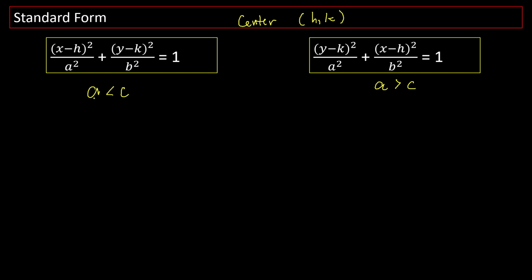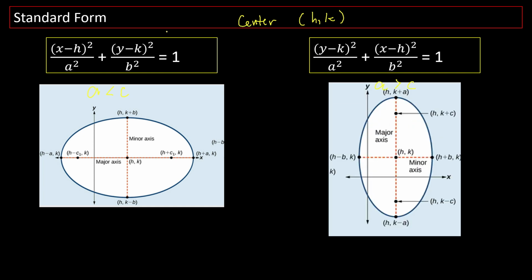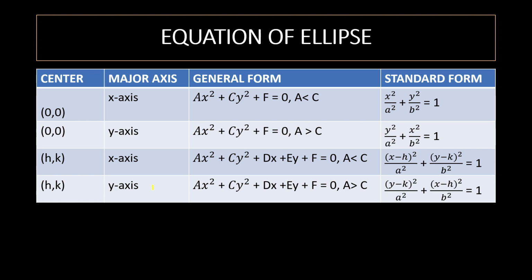And if your A is less than C, same din parang kanina nung sa center ay nasa origin, then you can have a horizontal ellipse. And if your A is greater than C, then you can have a vertical ellipse. So these are the equations of the ellipse.